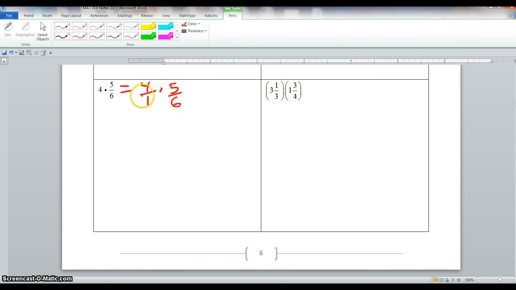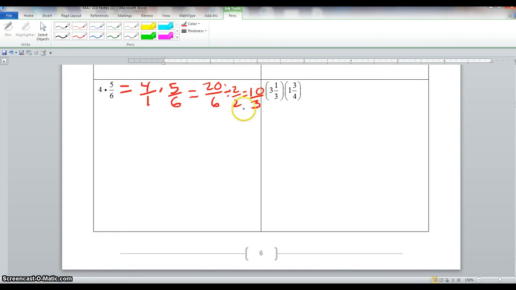Since these numbers are small, we can multiply straight across. 4 times 5 is 20. 1 times 6 is 6. Now we can simplify these two. Both of these can be divided by 2. And this will give us 10/3.